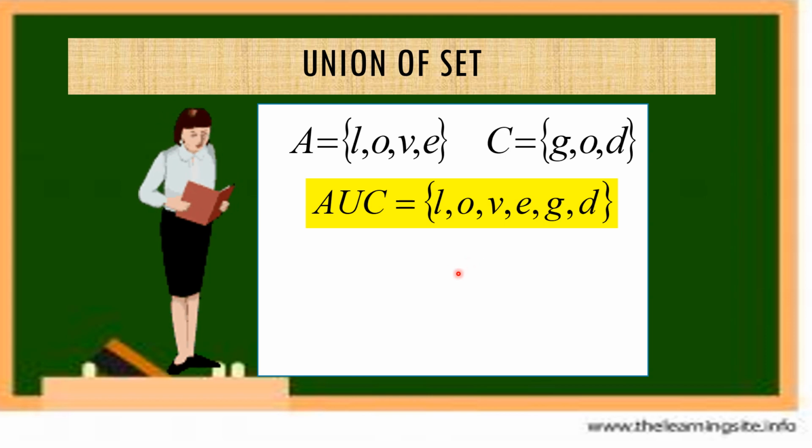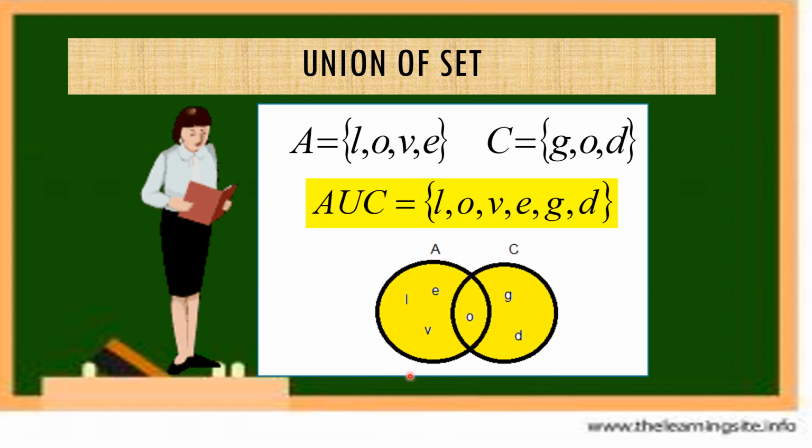For our representation, we have the common element O. We need to write O inside the intersection of A and C. So we have L, B, E for set A. Then this is letter O. Then for set C, we have letter O as the common element, and we have G and D.